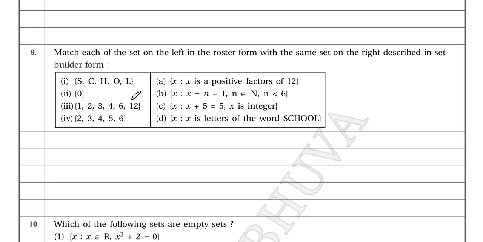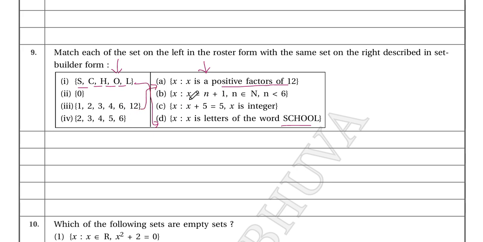Here we have to match the first list with the second. In the first column, roster forms are given. In the second column, set builder forms are given. You can see that the first is matching with D directly, because here the letters are given, connected with the word school. Then the first option is the positive factors of 12. In the first column, where are the positive factors of 12? In the third option. So this is matching with the first one.